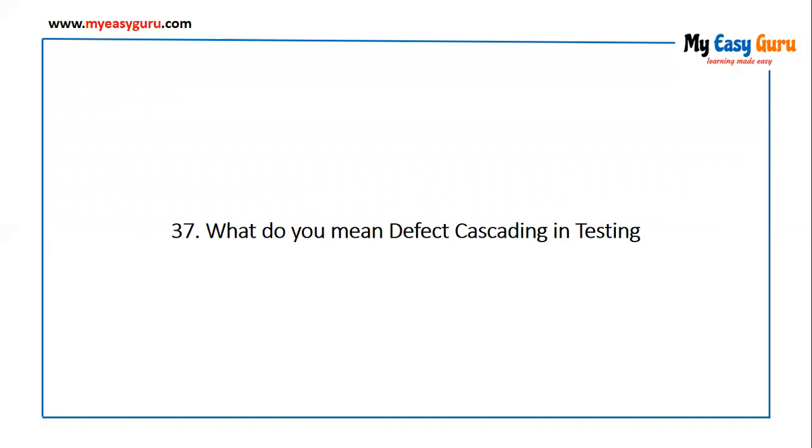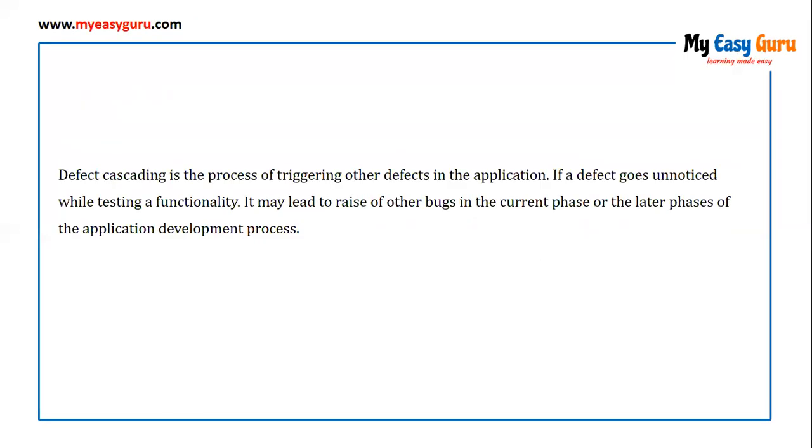Now the next question, what do you mean by defect cascading in testing? Defect cascading is the process of triggering other defects in the application if a defect goes unnoticed while testing a functionality. It may lead to the raise of other bugs in the current phase or the later phases of the application development process.